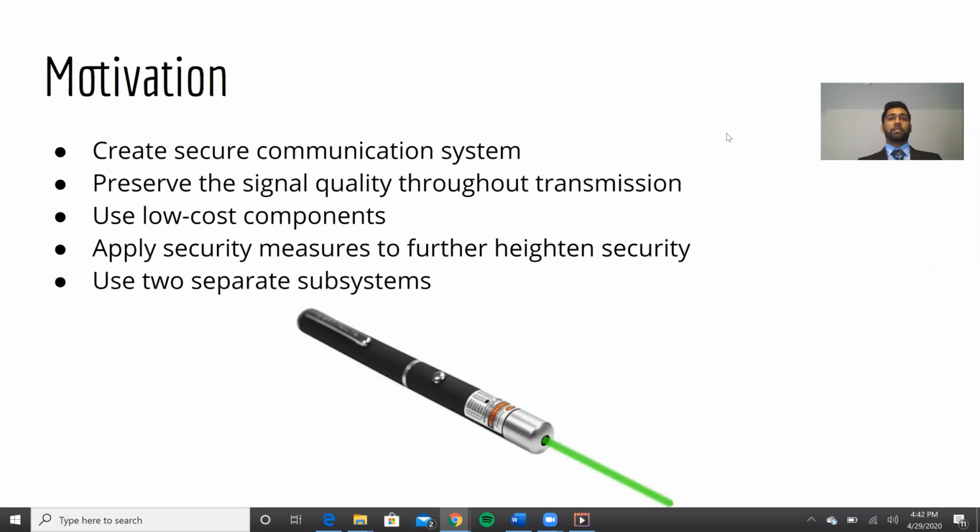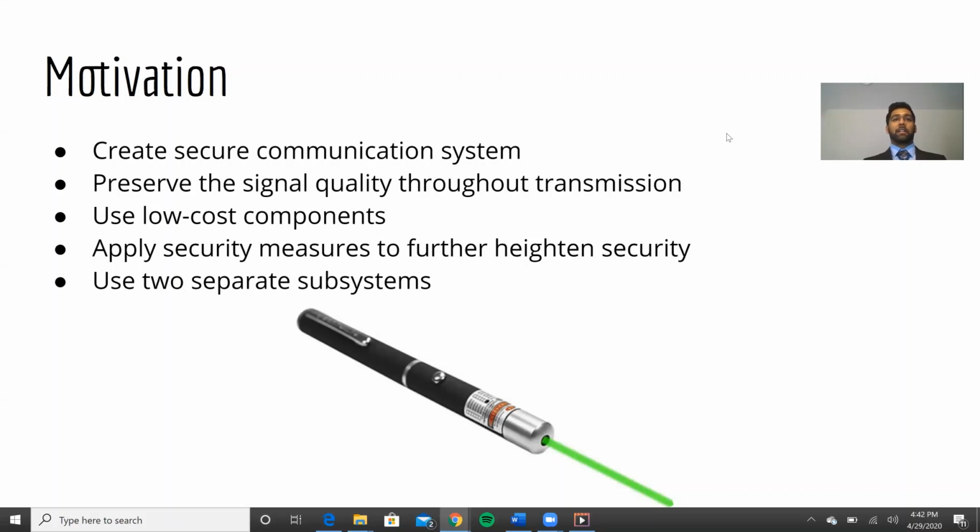So why are we doing this? Secure communication is vital to protect data and national security. The aim of this project is to create a secure means of communication, avoiding hacking attempts and eavesdropping. We would like to use affordable components to transmit the signals while maintaining their integrity. To ensure secure transfer of the signal, we will add security measures that will be shown and explained later in these slides.